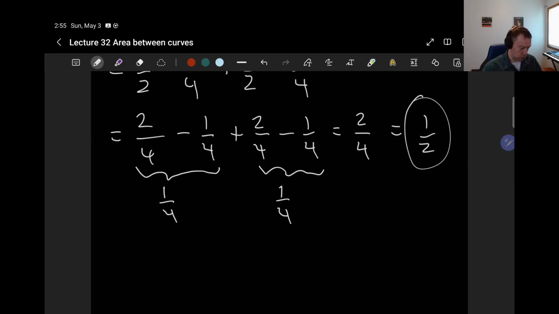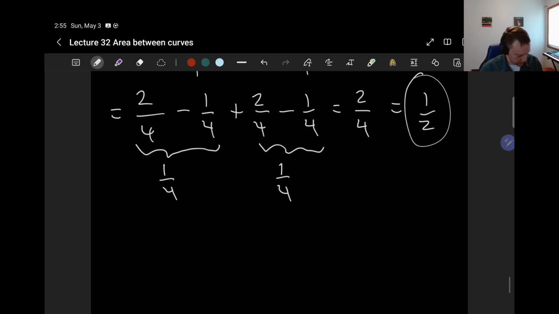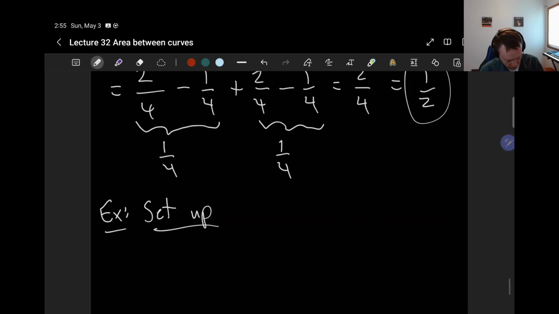All right, let's do one more problem. Let's just mainly focus on setting this one up instead of doing all the calculations. So set up the integral, or perhaps plural.